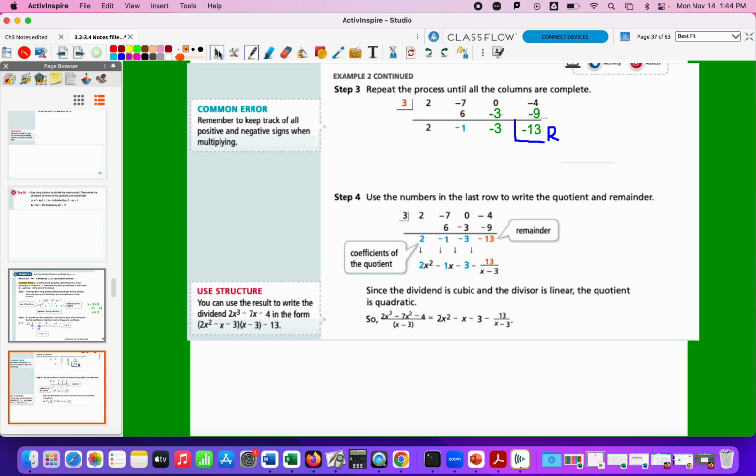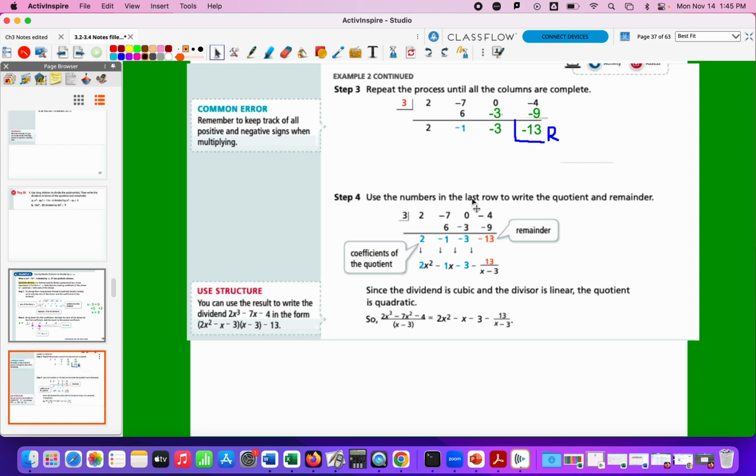So here's what it looks like. We bring down the 2. 3 times 2 is a 6. Add your columns, so negative 7 plus 6 is negative 1. Multiply again, 3 times negative 1 is negative 3. Add your column, 0 minus 3 is still negative 3. 3 times negative 3 is negative 9. Combine these together, you get negative 13. That's actually the last box. That's your remainder.